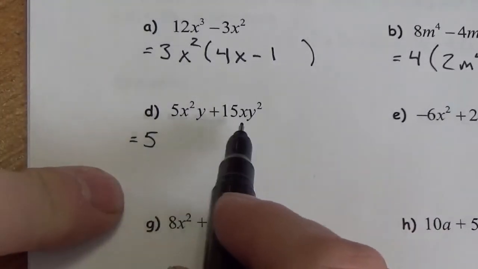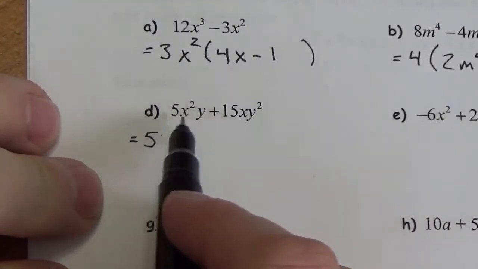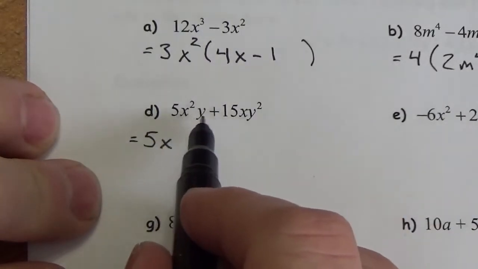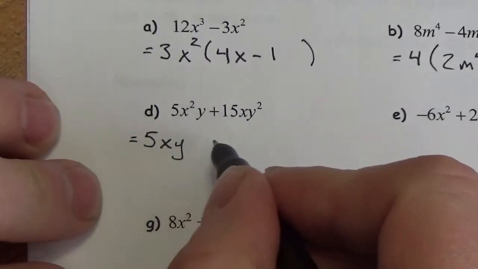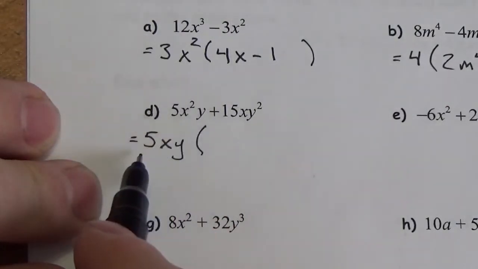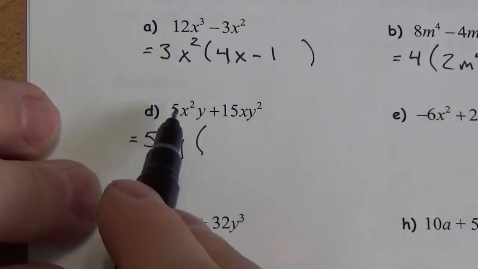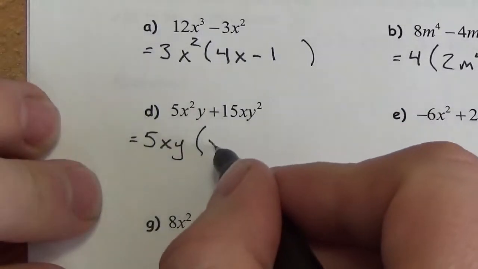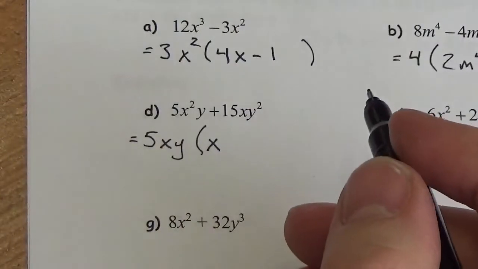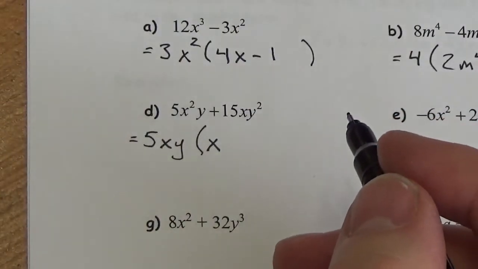So between x squared and x, the smallest exponent on the x is 1. And then I look at the y's. Between the y and the y squared, the smallest exponent is y. And so now, when I take 5x squared y and divide out the 5xy, the 5's will cancel, I'm left with an extra factor of x, and the y's will cancel as well. And when I say cancel, when I'm talking about division, I mean become 1.